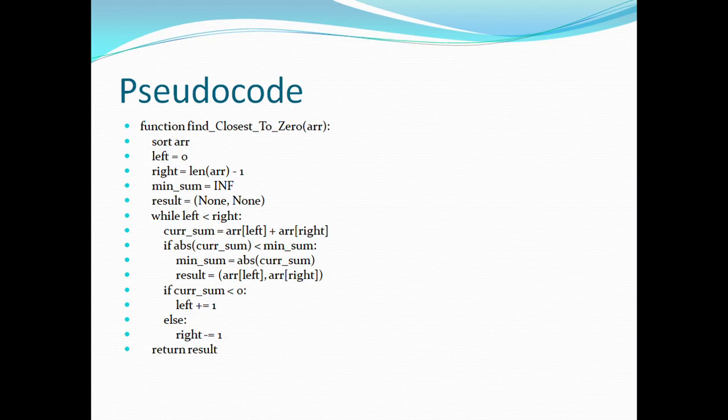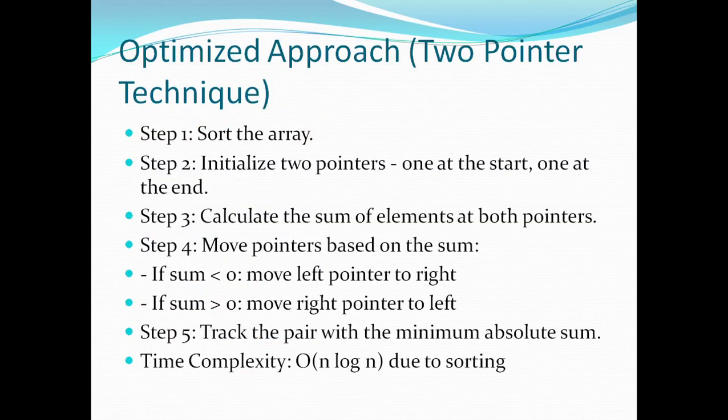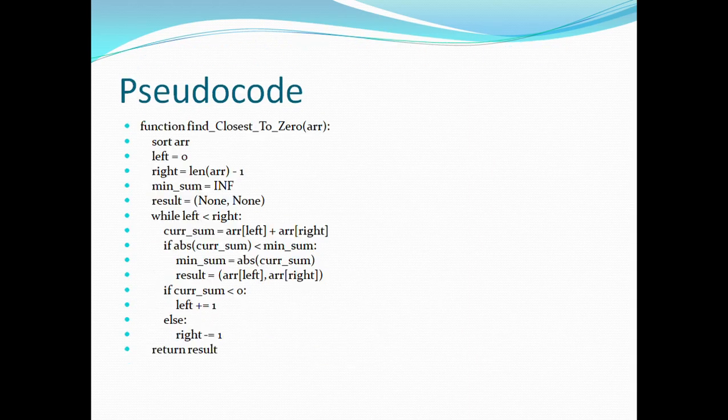Here is the pseudocode. Let me explain the logic step by step. As we have seen in the previous slide, we first define a function. Then we sort the array. Then we use two pointers, and we calculate the sum of these two elements. If it is less than 0, we move the pointer to the right, and if it's greater than 0, we move the pointer to the left. This logic ensures efficiency by combining sorting and the two-pointer scan.